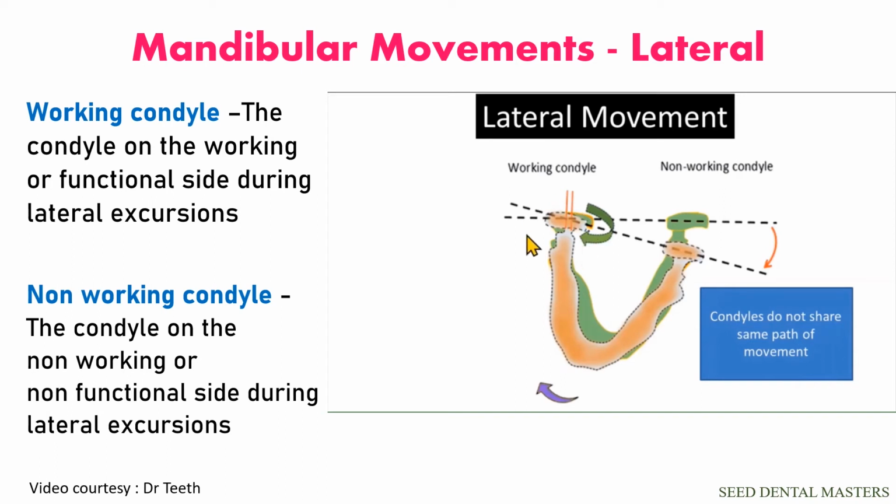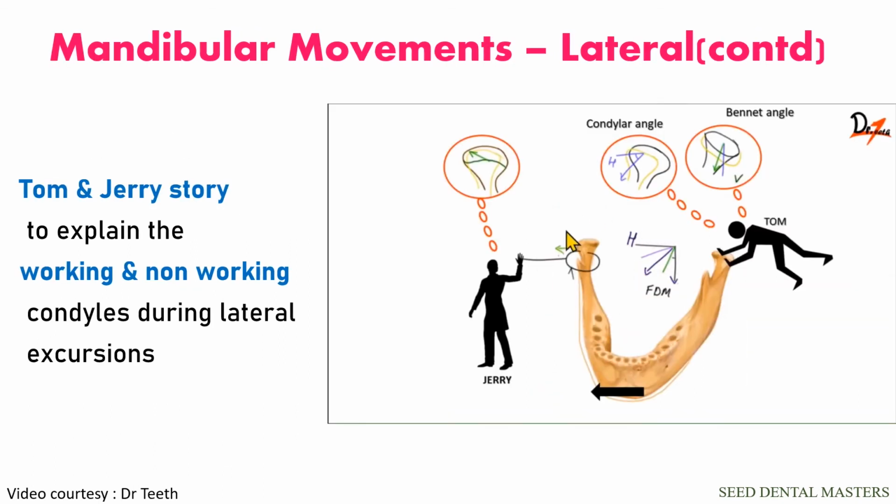So this side, the left condyle, will be called the working condyle, and the right condyle will be called the non-working condyle. Now we can see in this picture that both the condyles are not sharing the same type of path. Let's understand the working of both the condyles during lateral movement in a better manner.